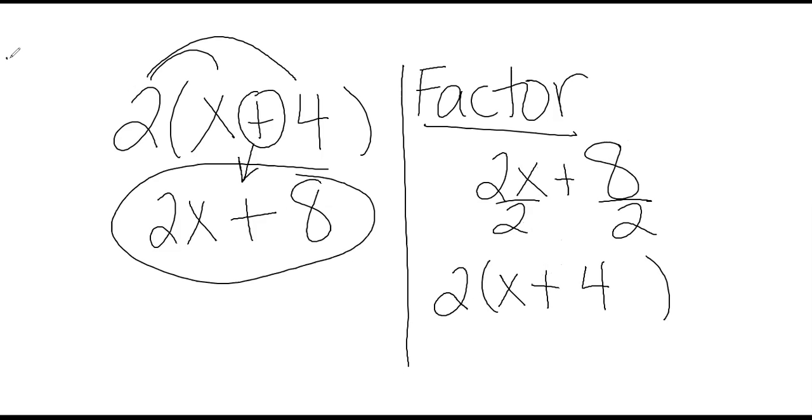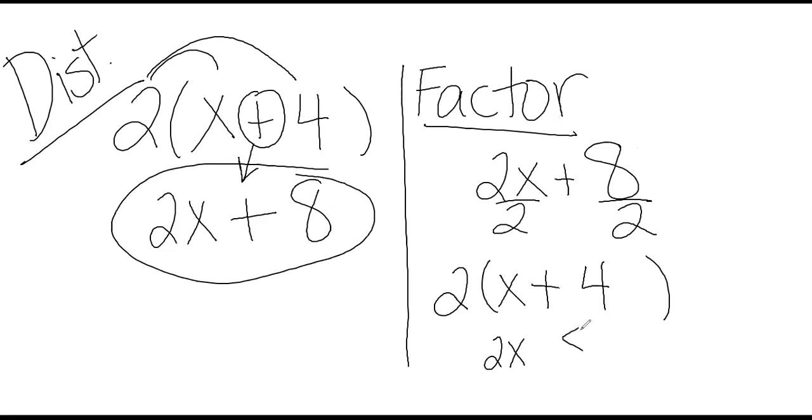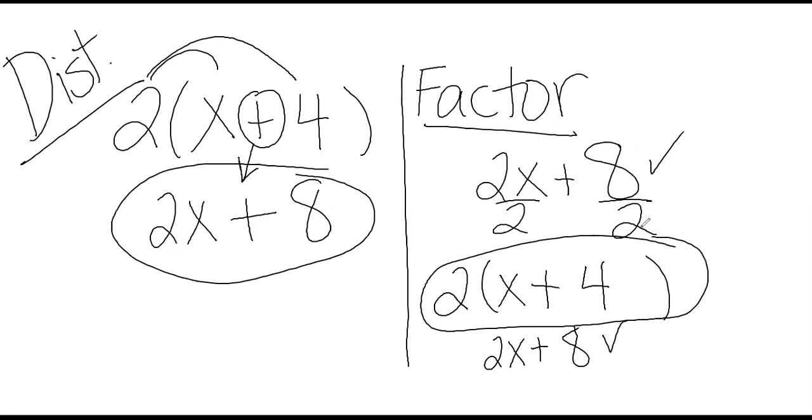So this is called distributing. And this is called factoring. Now, I always tell my kids a good way to check this is to distribute your answer. And if you end up with the original question, you got it right. So 2 times x is 2x. 2 times 4 is 8. And there's a plus sign in the middle. These match. So this is the correct way to factor.